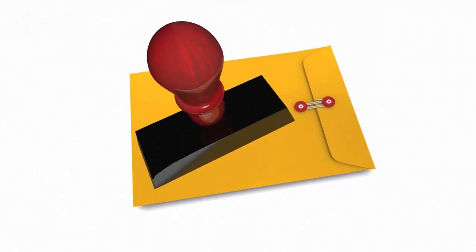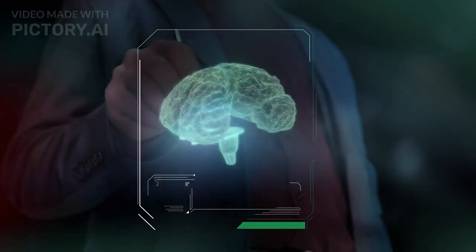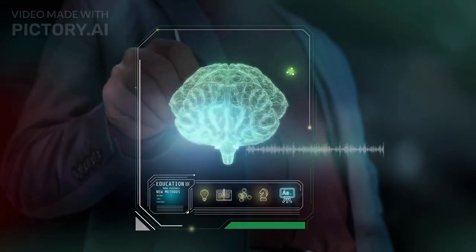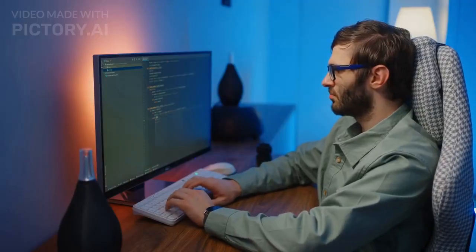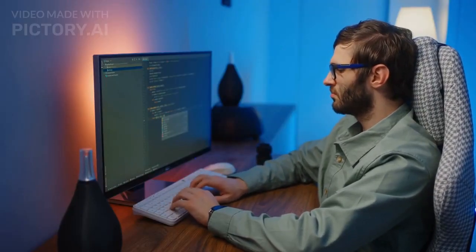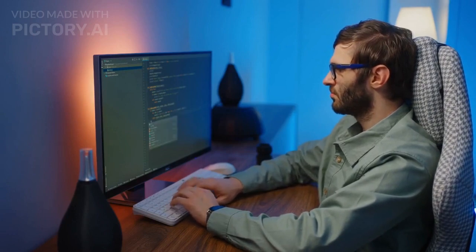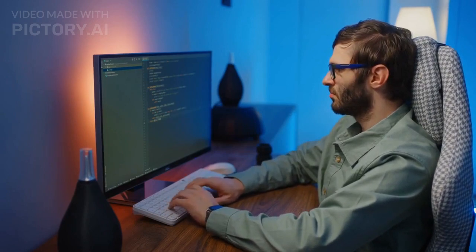Step 5. Get certified. Getting certified is another way to demonstrate your skills and knowledge in data analysis. There are several certifications available, such as the Microsoft Certified Data Analyst Associate or the IBM Data Science Professional Certificate.